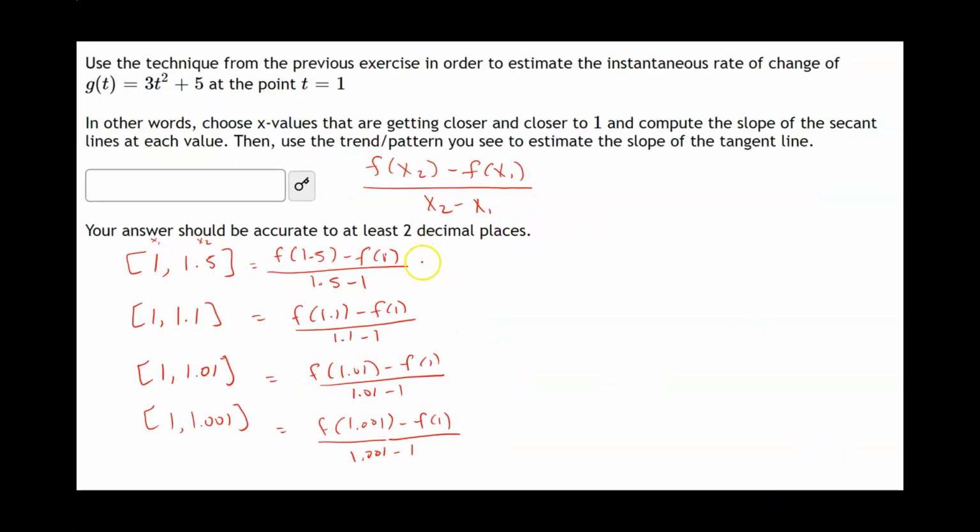So here we have 7.5, here we have 6.3, and then we have 6.03, and we have 6.003, so they're getting closer and closer to 6. So our answer here is going to be 6.